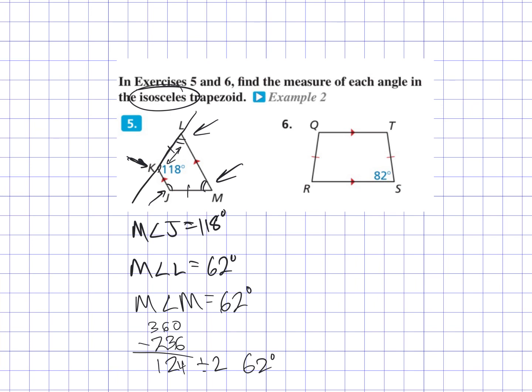So let's look at number 6. It's upright. That's a little easier to do. So angle R and angle S are the same. So the measure of angle R is 82 degrees. And angle T is consecutive to angle S. So 180 minus 82 is 98 degrees, which means angle Q and angle T are the same in an isosceles trapezoid.